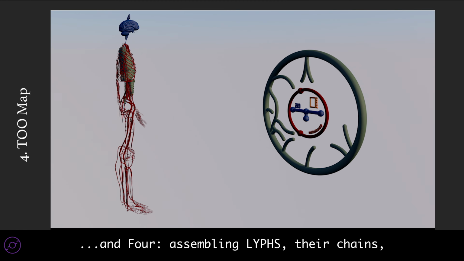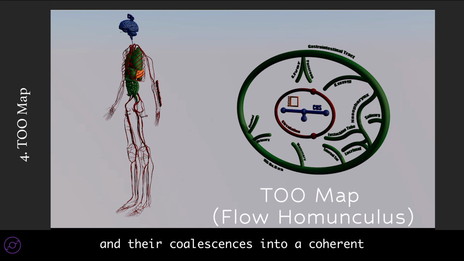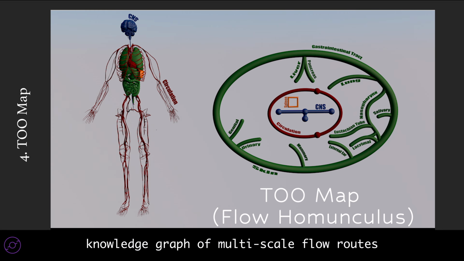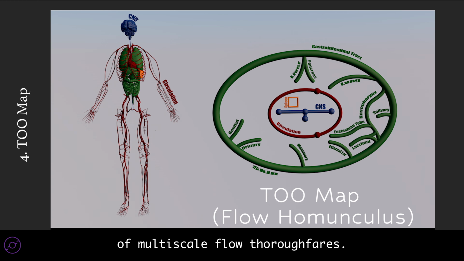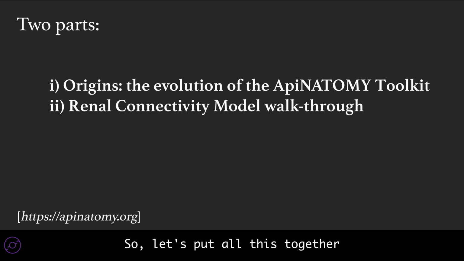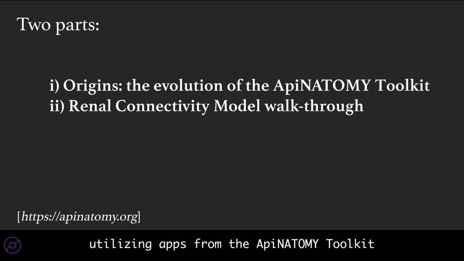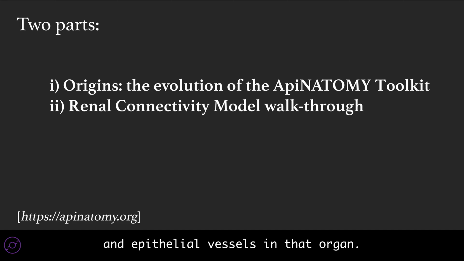And 4. Assembling lyphs, their chains, and their coalescences into a coherent knowledge graph of multiscale flow routes to create the whole-body 2-map, an interactive homunculus of multiscale flow thoroughfares. So, let's put all this together by taking a deep dive into an ApiNATOMY model for kidney transport, utilizing apps from the ApiNATOMY Toolkit to navigate connectivity for endothelial and epithelial vessels in that organ.